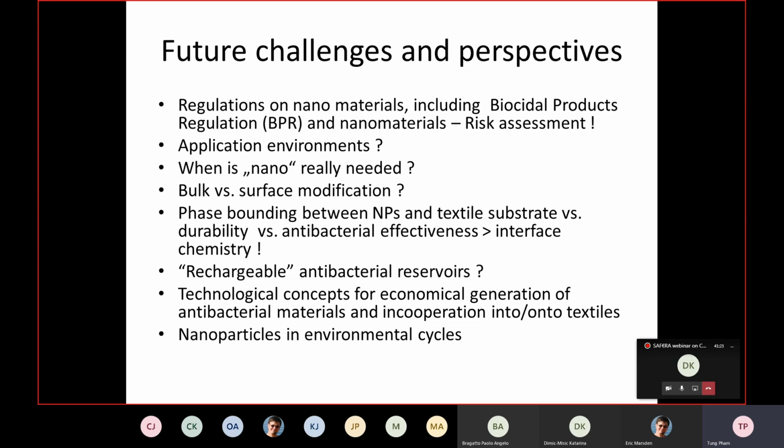We need to work on the technological concept for economical generation of nanoparticles and how to incorporate them into textile. And there's a very nice review I found, a publication on the fate of nanoparticles in the environmental cycles. This is related for sure to regulation, but on the other hand also to the awareness of the environmental friendliness of all technologies we try to develop in the future. And with that, I would like to close my presentation. Thank you very much.